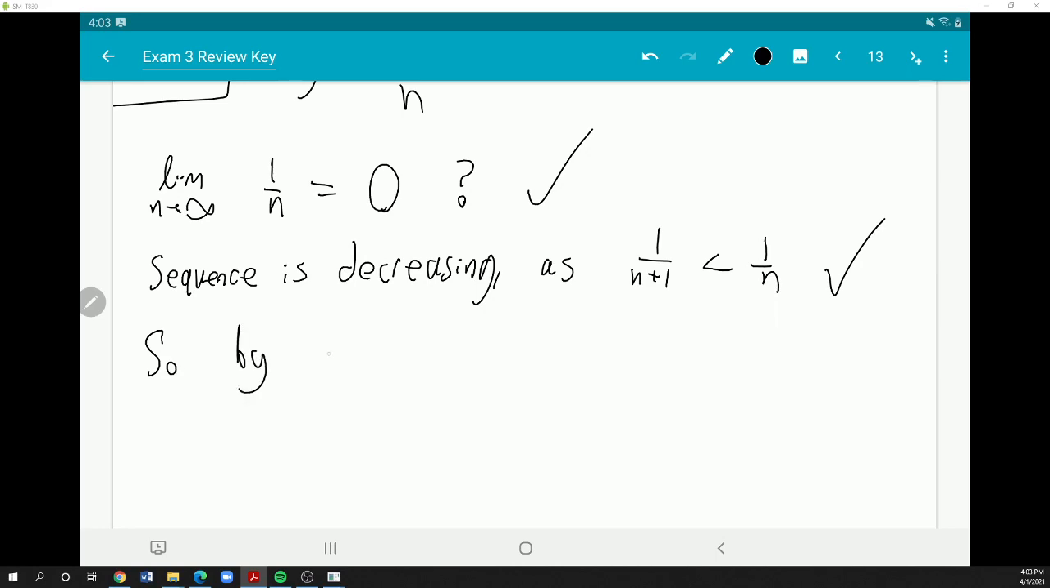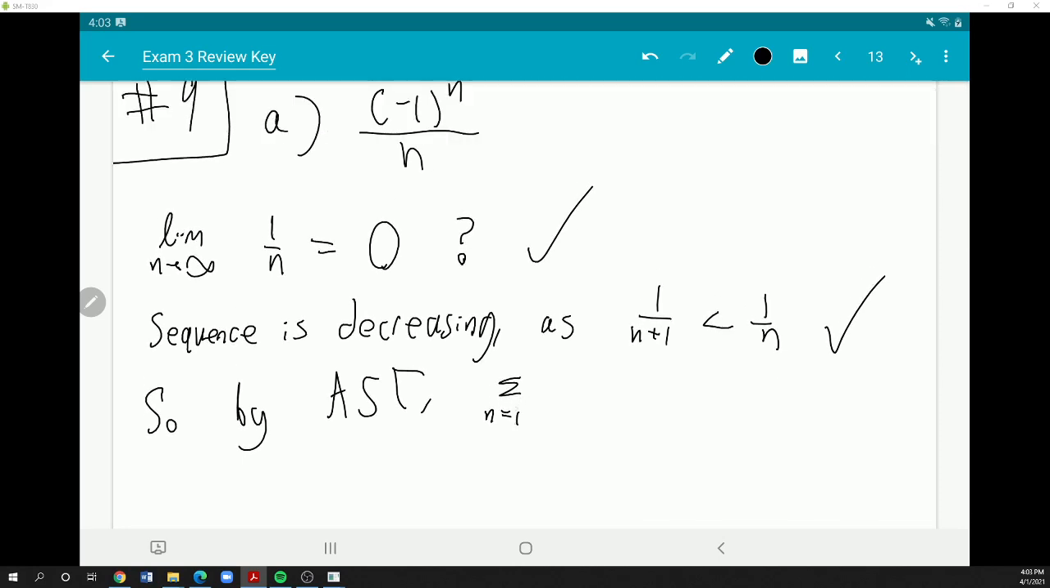So by the alternating series test, AST, the sum from n equals 1 to infinity, this might be another place where I wrote a 0, of minus 1 to the n over n converges. Okay, so that's an example of one that converges.